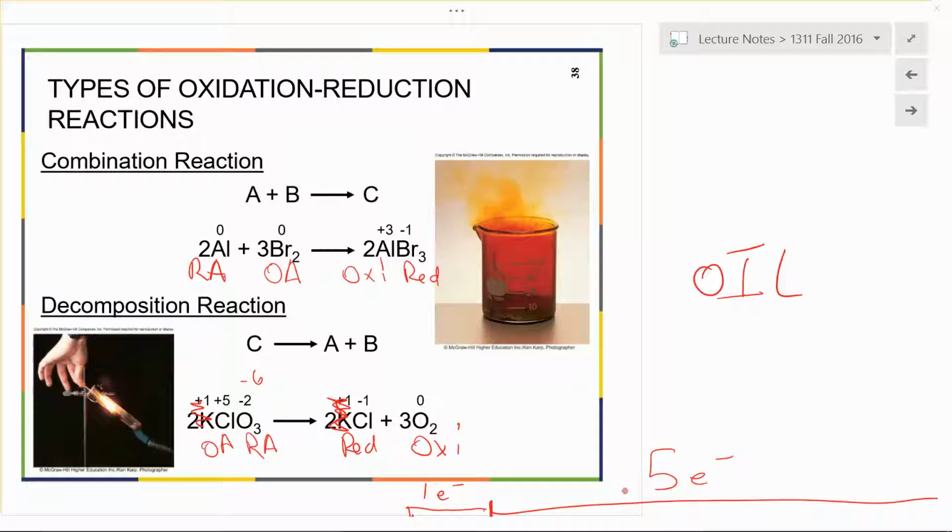Okay, so we're going to look over some of these types of oxidation reduction reactions and try to identify them. That's something you're going to need to be able to do, like combination reactions. They're coming together. Decomposition, they're breaking apart.